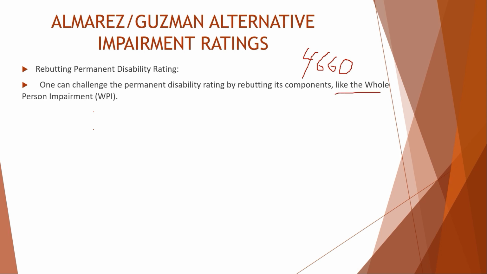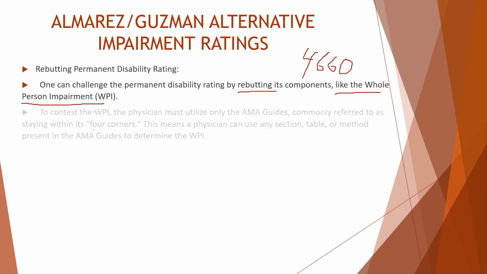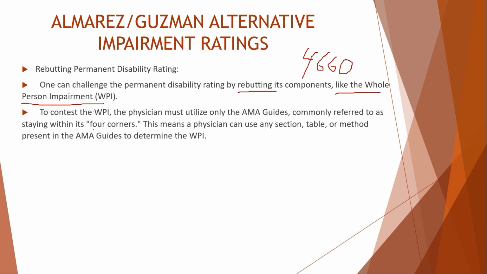So the whole person impairment is one of the most commonly and most rebuttable of the components of the permanent disability rating. So by providing an alternative impairment rating under Alvarez and Guzman, you're basically rebutting the AMA guides and the whole person impairment rating that's provided for by the AMA guides. So to contest or to rebut the whole person impairment rating, the physician can utilize any chart, any table, any chapter, any method within the four corners of the AMA guides.